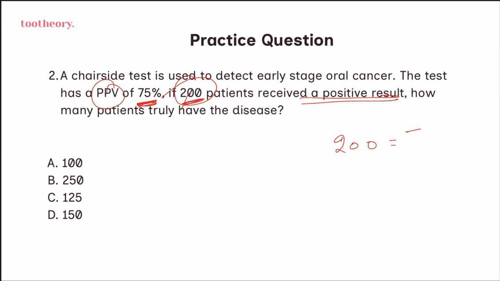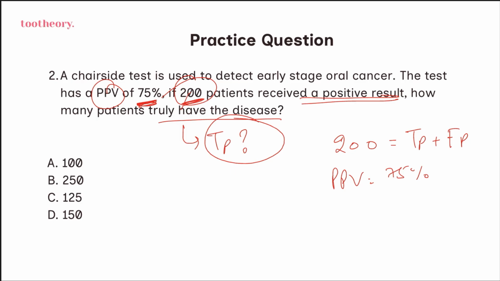So they have given us the true positive plus false positive value right here, and then they have given us the PPV, which is 75%, and they have asked us how many patients truly have the disease, which means they're actually asking how many true positives there are. So we can just plug this easily into the formula, and then we can calculate all of this, right?